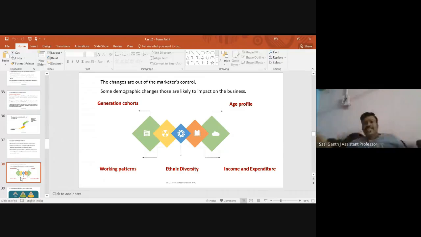We are not going to see in depth about age profiling and work patterns, but we'll see in depth about the generation cohorts. Generation cohorts is like, I am a 90s kid, you are a 2000s kid, and there are 80s kids, there are 20s kids. We'll discuss more about this in the next class, not now. Okay, so we'll stop the presentation now.